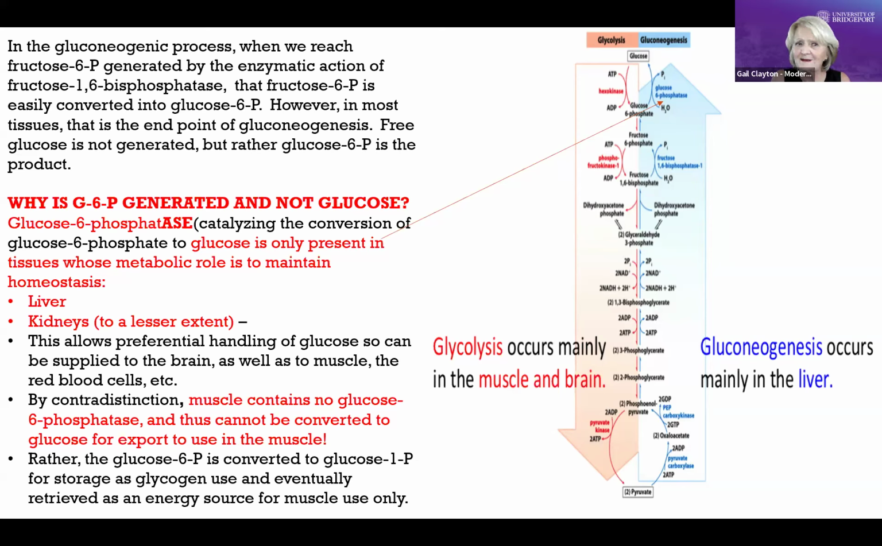Now in the muscle, the glucose 6P can be converted to glucose 1P for storage as glycogen, and eventually retrieved as an energy source for the muscle's use only. So in the muscle, it's converted to G1P, but in the liver, we have that glucose 6 phosphatase that allows it to be converted to glucose, providing energy to all kinds of pathways that we need.